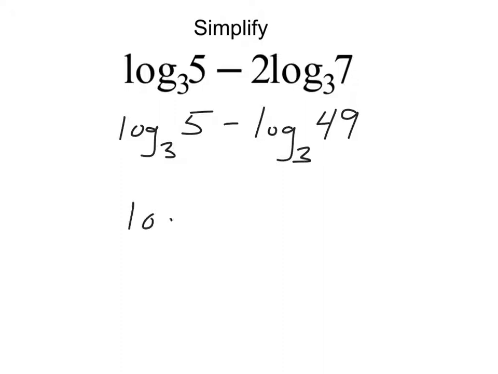Now, that's going to give me log base 3 of, now the subtraction becomes division. Which number's on top, the 5 or the 49? The 5. Yes, it comes first in subtraction, it comes first in the division. And so then this is now fully simplified. And so that's going to be our final answer, because we're just asked to simplify it. We weren't asked to go ahead and calculate it out.